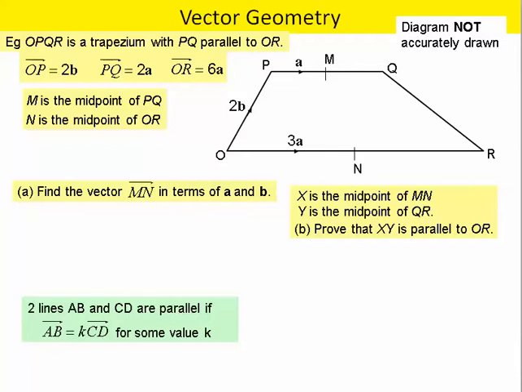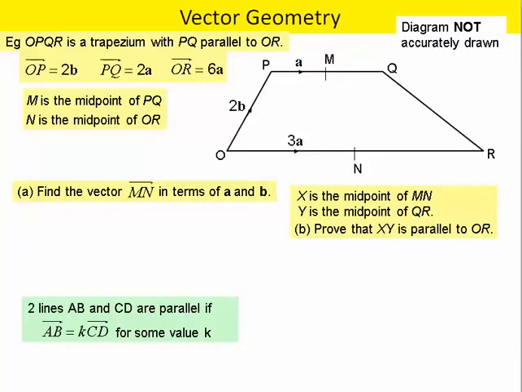This is the second video on vector geometry, and we're going to continue to look at some more complicated problems that we can solve using vectors. So here we have OPQR is a trapezium with PQ parallel to OR. We're given several vectors. OP is 2b, PQ is 2a, and OR is 6a. M is the midpoint of PQ and N is the midpoint of OR.